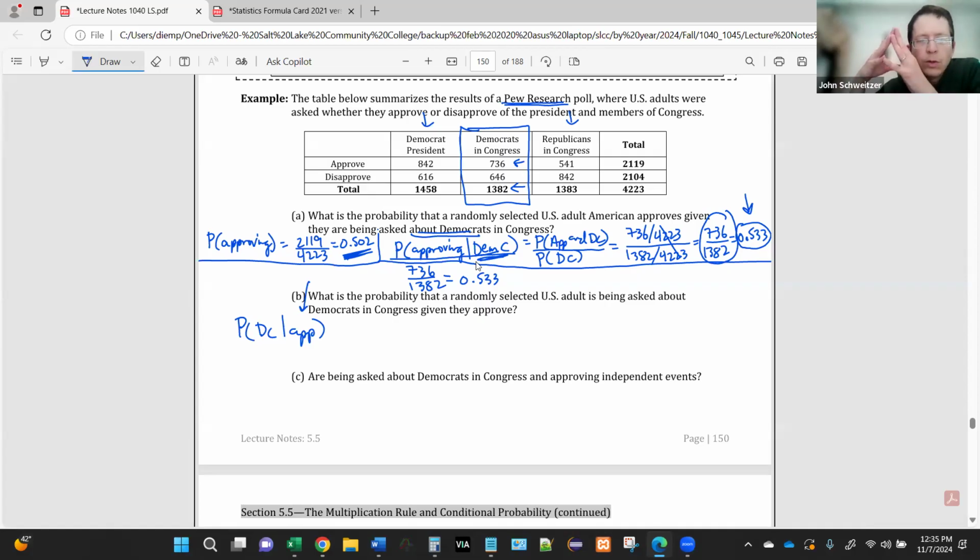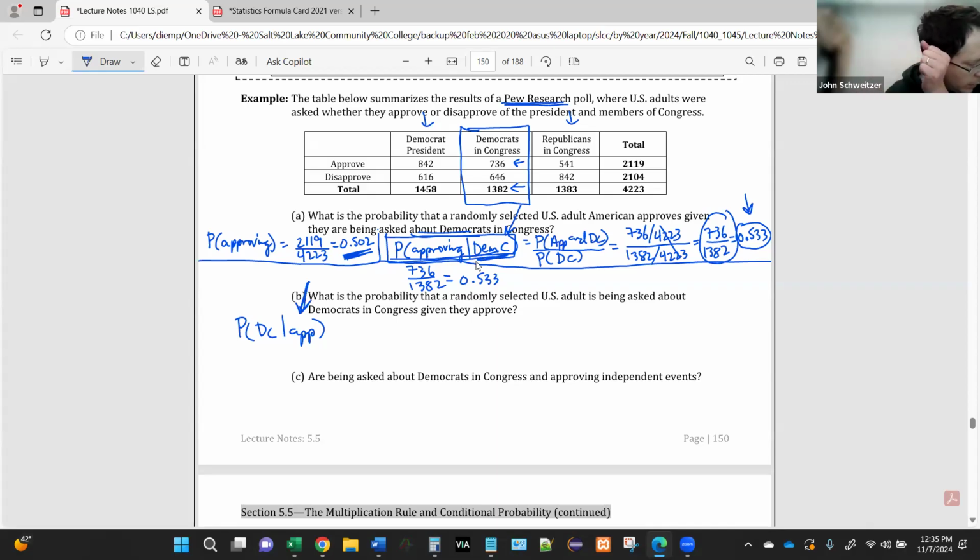Okay, and we've already seen above that those two things are dependent. So knowing that the person answered approves for that question should change the probability they're being asked about Democrats in Congress. Okay, it sounds like this one here, but it is different. Up here we're trying to predict if they approve, given that we knew they were being asked about Democrats in Congress. But here it's exactly the opposite. We're trying to predict if they were asked about Democrats in Congress, given that they were approving.